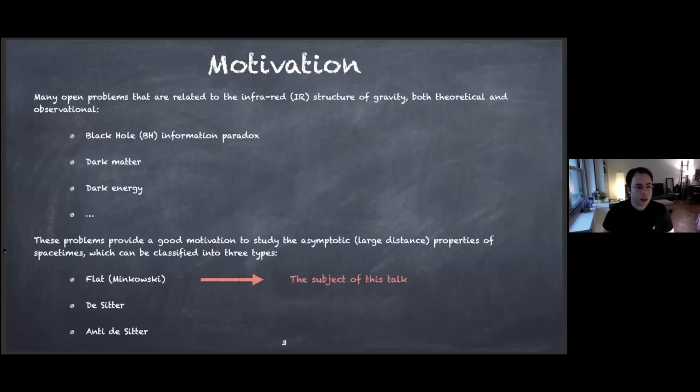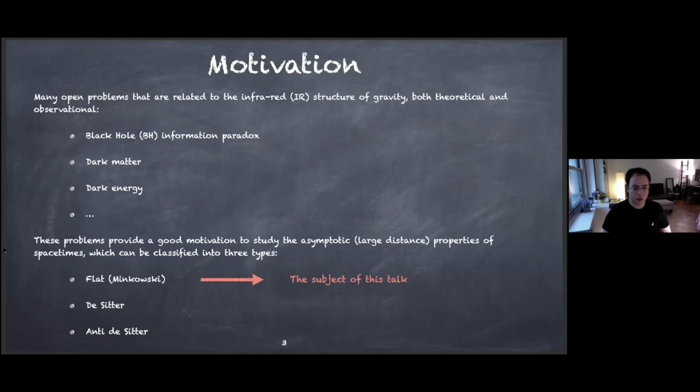Okay, so as you all know, there are many open problems that are related to the infrared structure of gravity. Here I listed the most famous ones: the black hole information paradox, the dark matter, and dark energy. And there are more problems. All of these problems provide us with a good motivation to study the long distance or the asymptotic properties of spacetime. In this talk, I will not address the problems listed here, but I will address some other problems that appear in the literature, and will explain how we solve them.